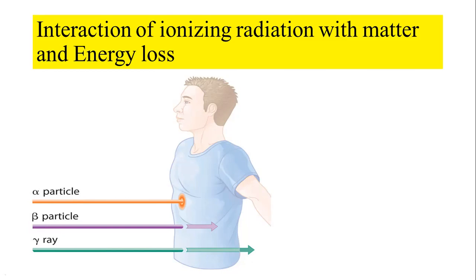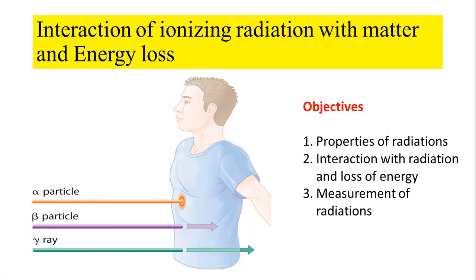If you have concentrated over here, you will find the objectives of this lecture, or the coming lectures. What are the properties of radiations? Because there is a different penetration in the mass or in the human body, what would be the interaction of these radiations and the loss of energy? And the third objective would be the measurement of these radiations. So these are our objectives for the coming lectures.